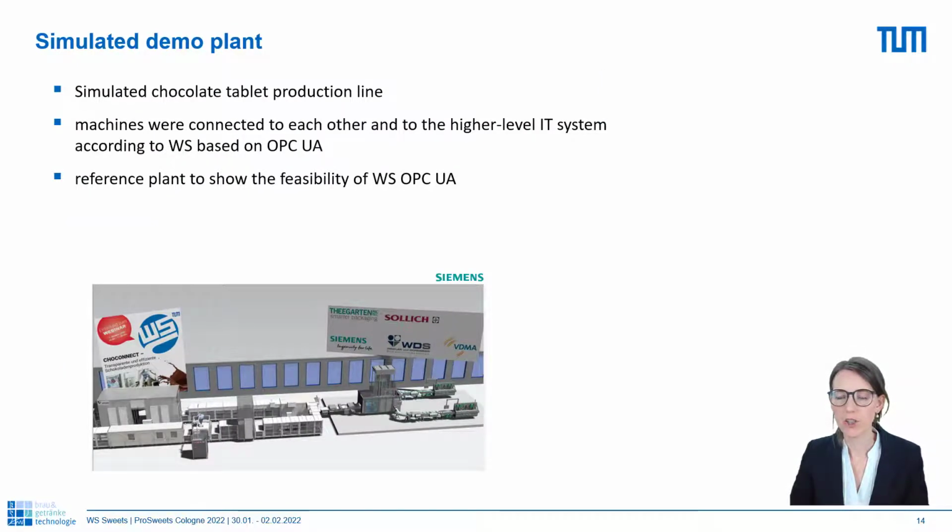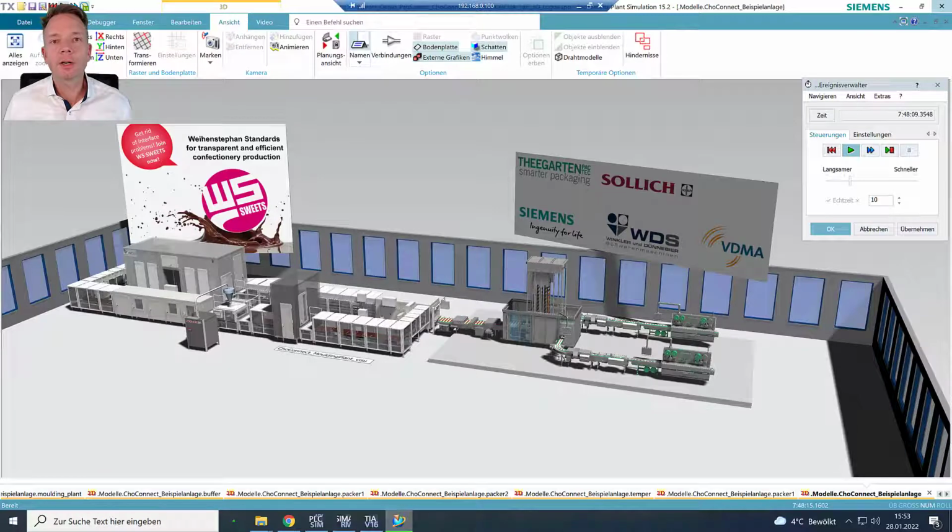Tobias Vogt will now show you our simulated demonstration plant. This simulated chocolate production line was our first implementation of the new WS information model, and it shows the advantages of a standardized network connection based on OPC/UA. Welcome also from my side to our WS Suites video for ProSweets Cologne. My name is Tobias Vogt and I have the honor to present the WS Suites demo implementation to you.